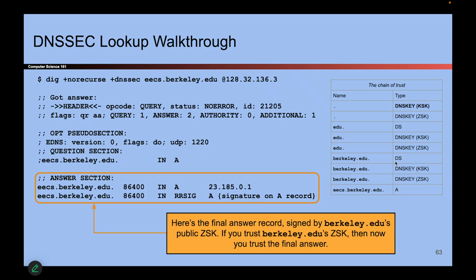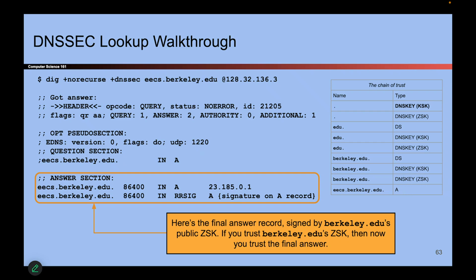They endorsed with a DS record and said, this is the correct berkeley.edu public key. How do I know that the .edu public key was correct? Well, that was endorsed by root. And how do I know that the root's public key is correct? It's hard-coded in all of our resolvers. So all of these records that we cached can be used to verify this record all the way back up.